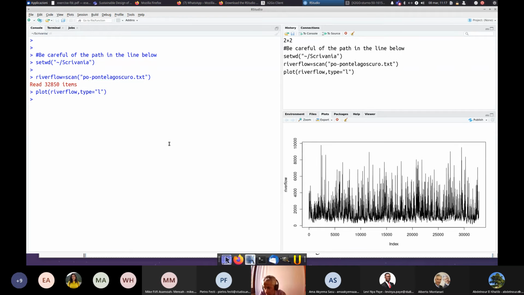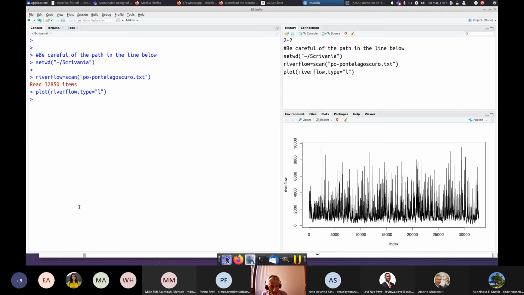You see on the right, we got a graphic window with a plot of the river flows, which is okay. When you manage data, my suggestion is, once you uploaded the data, to make a graph of the data, because it allows you to check if something is wrong with the data themselves. Okay, you see from here that apparently everything is fine. There are no outliers, no negative values. Of course, when you deal with river flows, you don't expect any negative value. Okay, very good.